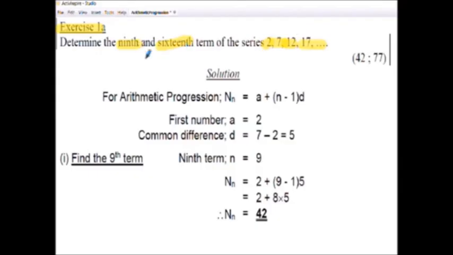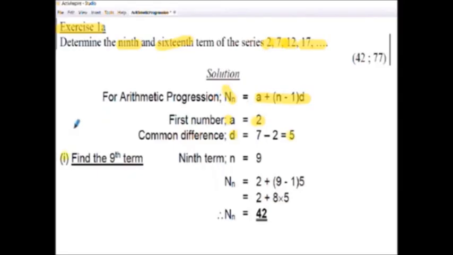We've been asked to find the 9th and the 16th term in the series, so that's the value of the 9th and the 16th term, so that will be the Nth term equation we're using. So Tn is equal to A plus (n minus 1) times the D. From the series given, A, the first term, is equal to 2. The common difference is always the second term take away the first term. We can see that's 5 in this case.